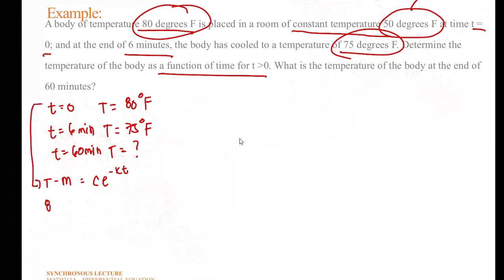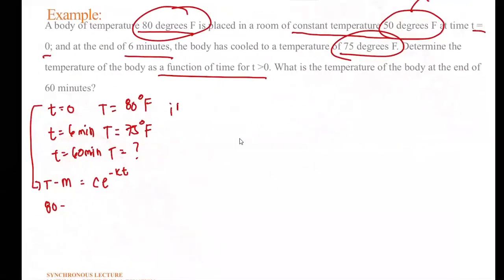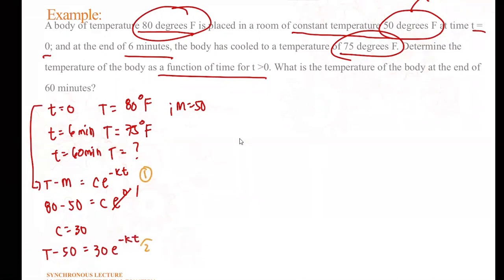So, we have 80 minus yung M natin is 50 is equals to C, e to the 0. This will be 0, so it will be 1. So, C is equals to 30. Our equation now will be T minus 50 is equals to 30 e negative kt. Okay. This is 1. This is 2. Okay, next.